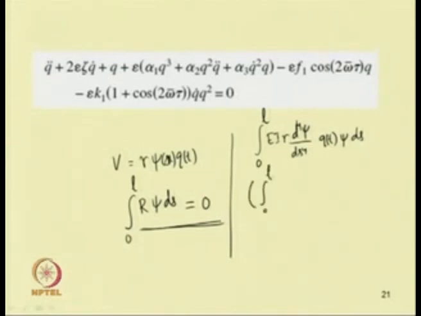integration 0 to L E I R d fourth psi by d s fourth into psi d s into q t. So, this term becomes the coefficient of q t. Here one can divide throughout these terms and get the coefficient equal to 1.